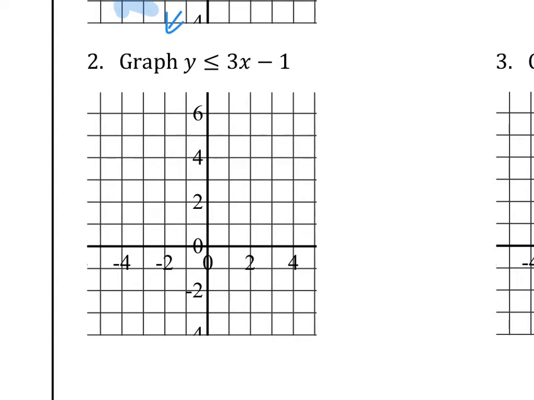All right, let's have you guys try this one. 3x minus 1, same equation, but we are going to look at less than or equal to. Let me know when you're done.